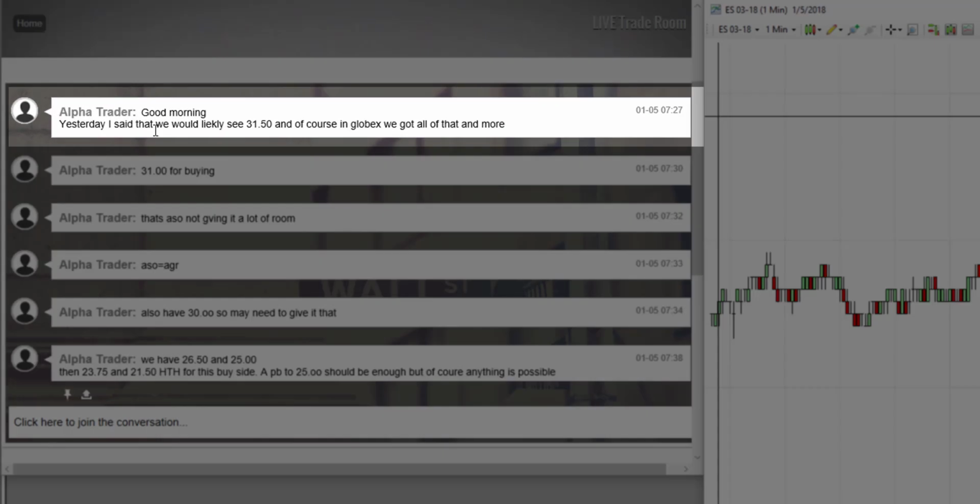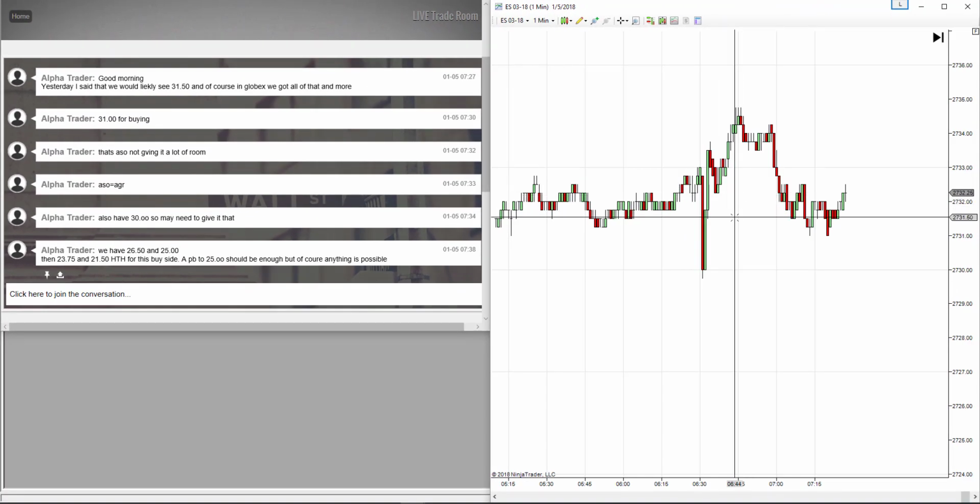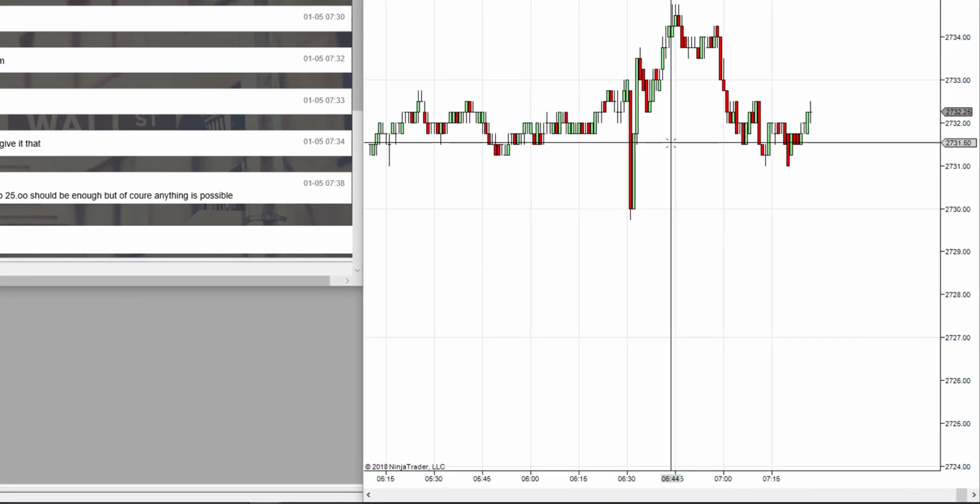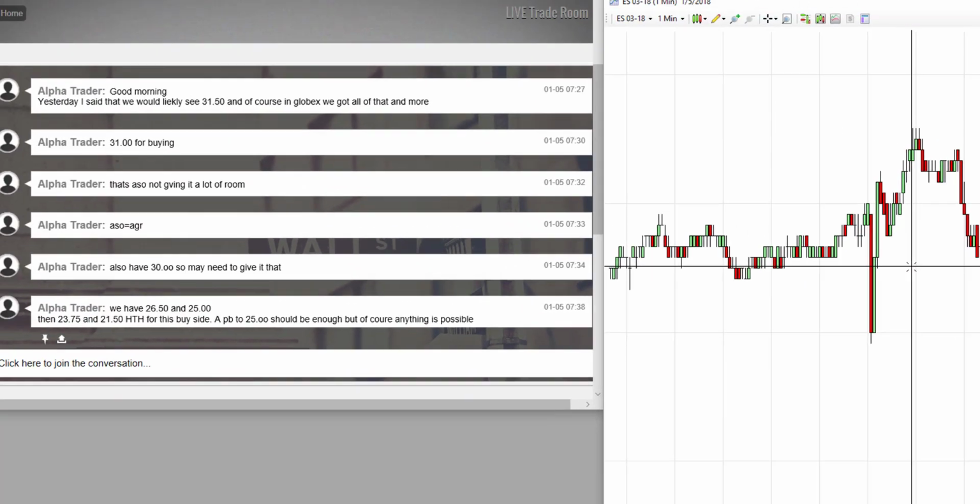Yesterday I said that we would likely see 31.5, and of course in Globex we got all of that and more. So that was just referencing a post from yesterday on January 4th. So here's 31.5. If you look at my crosshairs, we clearly got that. So we didn't quite get there yesterday during the RTH, but we did get there through Globex. So that's what that's referring to. Okay, so let's get to these raw trades.